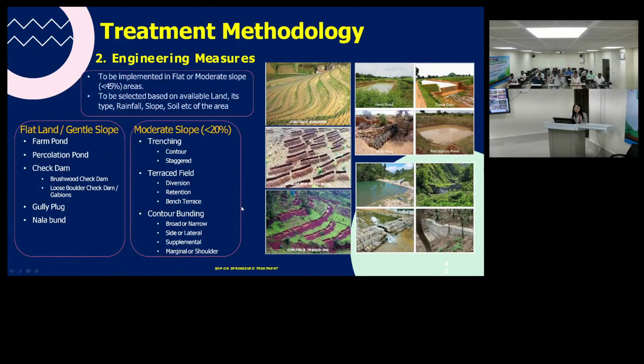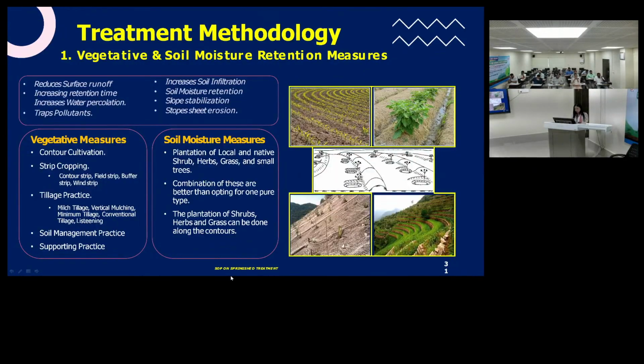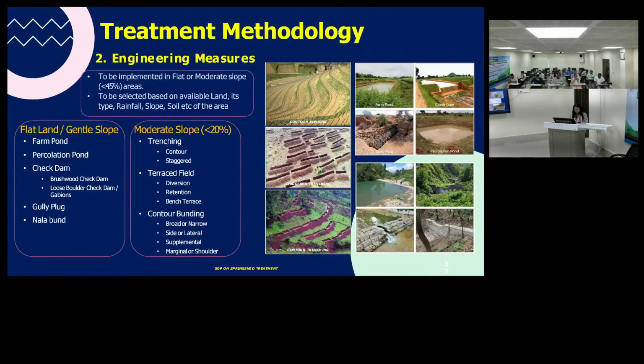The second is the engineering measures. First is the vegetative measures, which is like a natural measure. The second is the engineering measures. So these measures need to be implemented in flat or moderate slope. To be selected based on available land, its type, rainfall, slope, soil, etc. of that area. So we need to consider these factors to go forward with engineering measures.